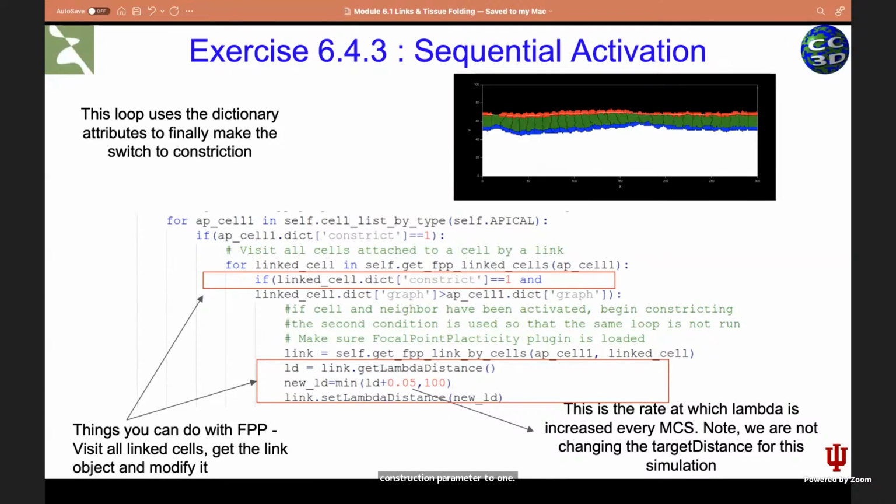The other interesting thing, like I said, is that you can also change these focal point plasticity properties to elongate and change over time. What you can also do here is get the same sort of information on the target distance or the lambda distance that you had before. And then you can change the parameter slowly, so that the length modifier between the two cells is gradually changed instead of being changed all at once.